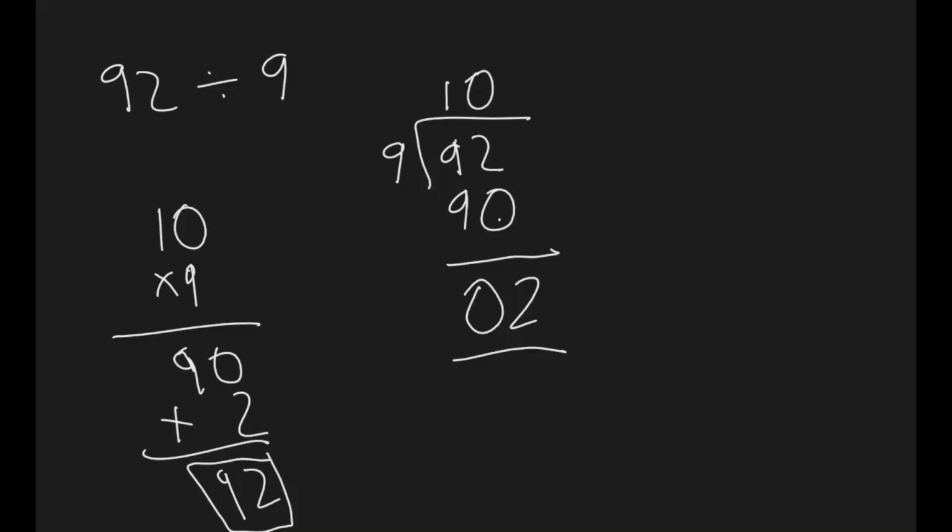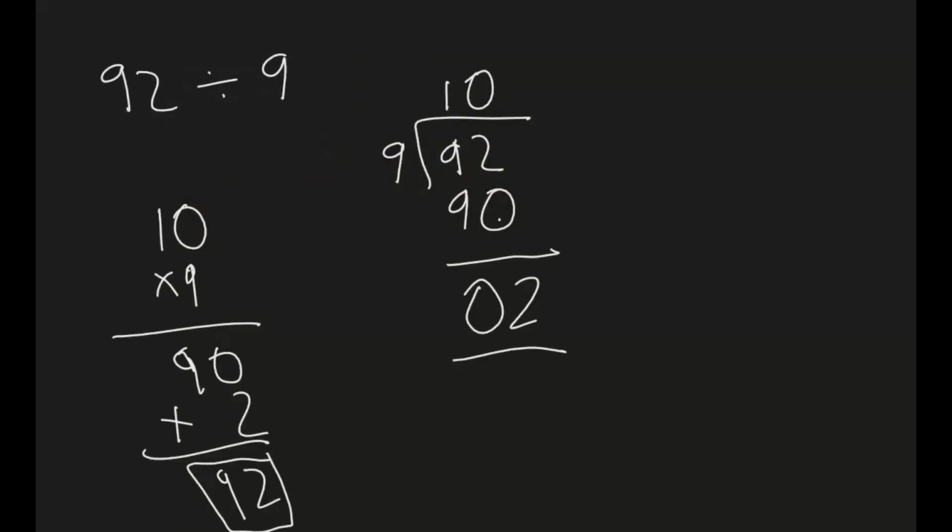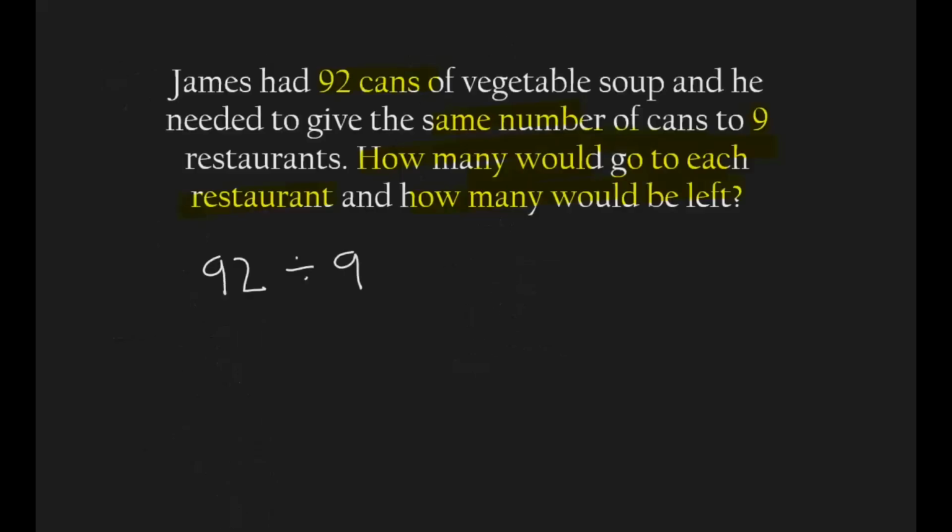So now we can't just write it in numbers. We're going to go back here. Then we're going to write it in words. Because how many would go to each restaurant? Well, let's see. We got a 10. So 10 would go to each restaurant. Let's write that down right here. 10 will go to each restaurant.